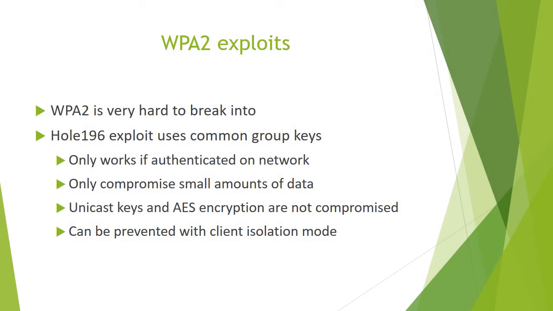WPA2 is very hard to break into as opposed to its WPA and WEP counterparts. There are a few known exploits though, the main one being the Hole 196 exploit. Hole 196 uses common group keys. It only works if the attacker is already authenticated on the network. Hole 196 will only compromise small amounts of data over a long period of time, such as 15 minutes. Unicast keys and AES encryption, however, are not compromised by its attack. This exploit can be prevented with client isolation mode turned on at the access point.